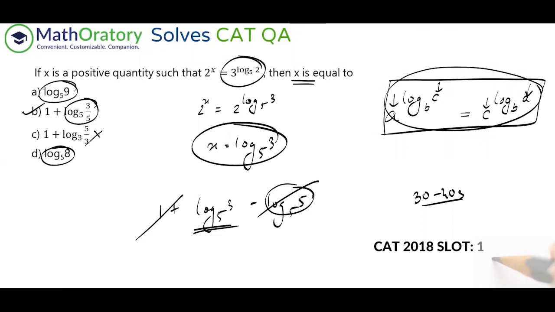But then how much time would this take? I mean, this is straightforward. You don't even have to write any step. You know this, you know this. I mean, x is equal to log 3 base 5. You don't even have to write anything. You just have to evaluate which option is giving us this answer.